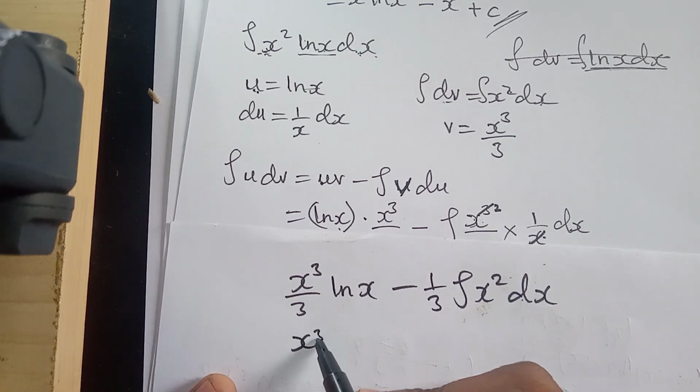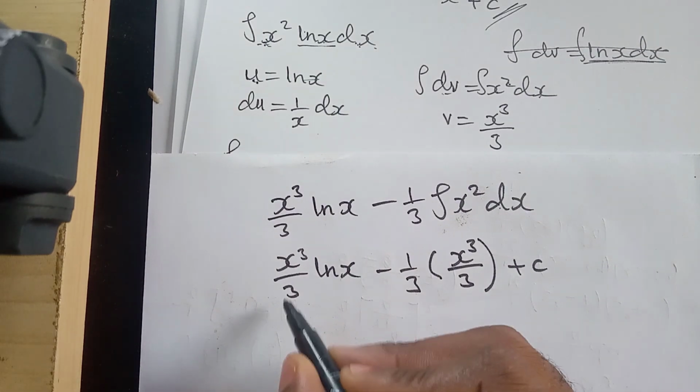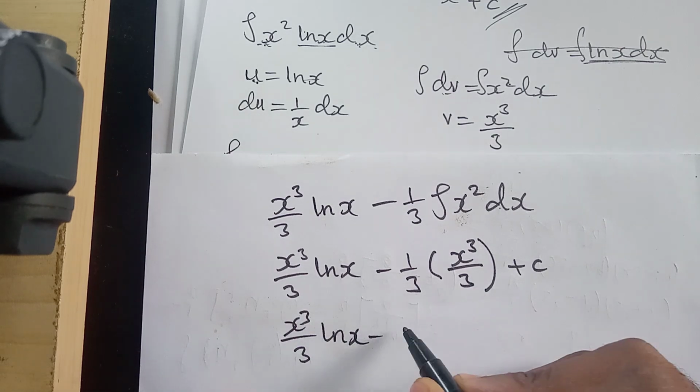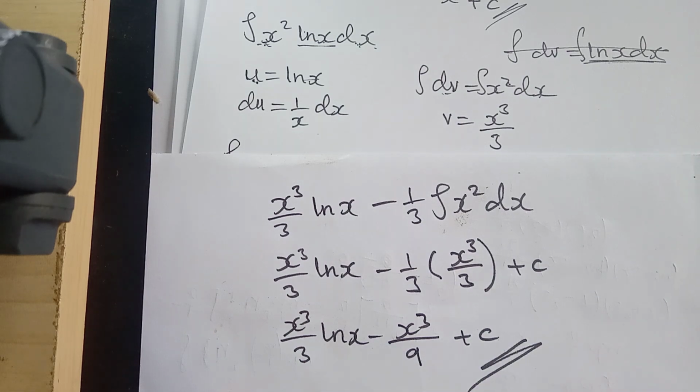And then you have x to the power 3 over 3 natural log x, minus 1 over 3. When you integrate this, you get x to the power 3 over 3, and then plus the constant of integration. Then you have this times this will be 9, and then plus c, and you are done.